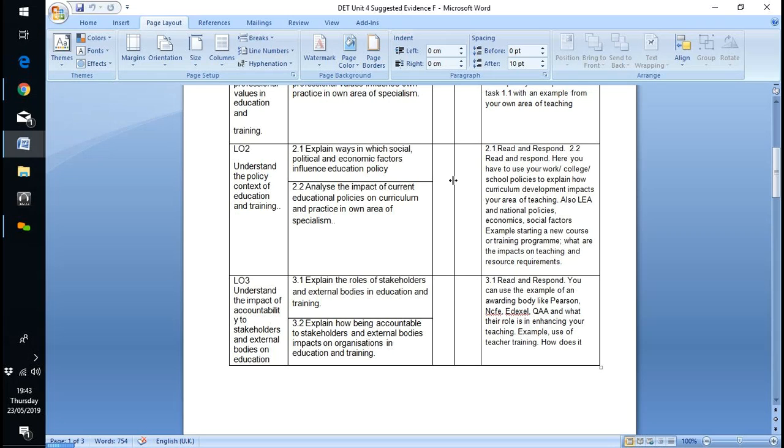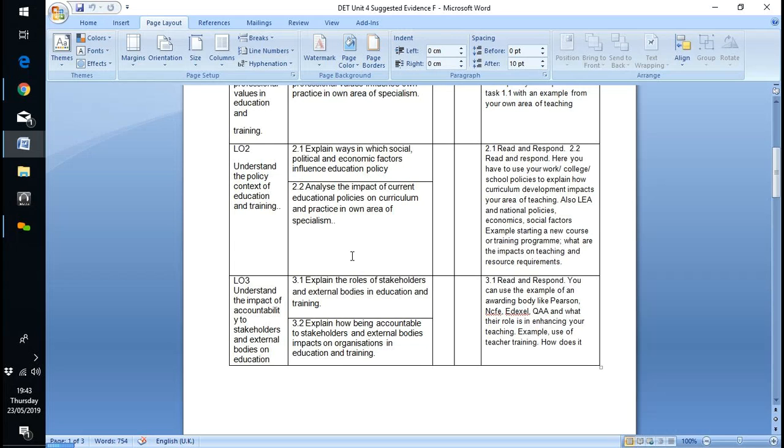So look at those, and again, as I've said before, the work that you do here is between me, you, and the awarding body. If you've got an axe to grind, by all means, grind it on here. It usually makes for very good reading. And then analyse the impact of those current educational policies on curriculum and practice in your own area of specialism.